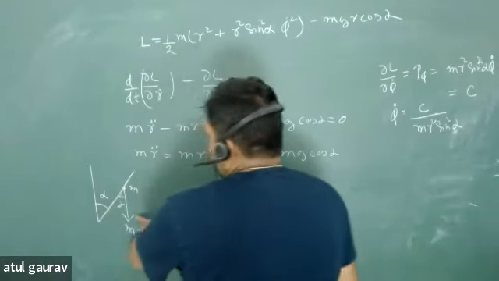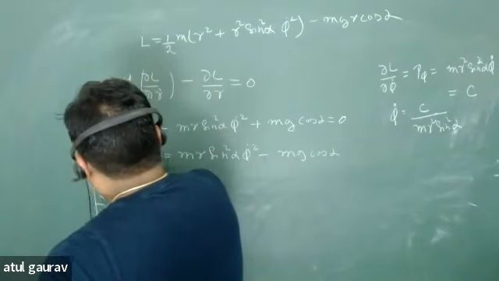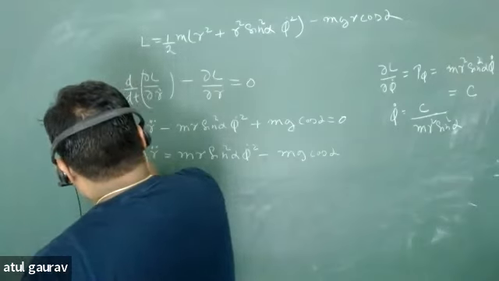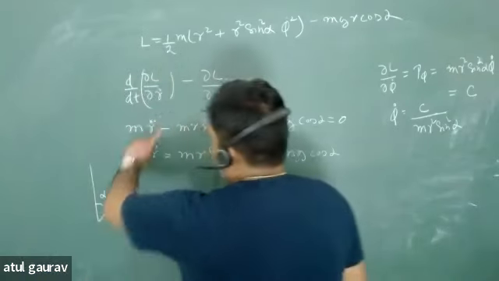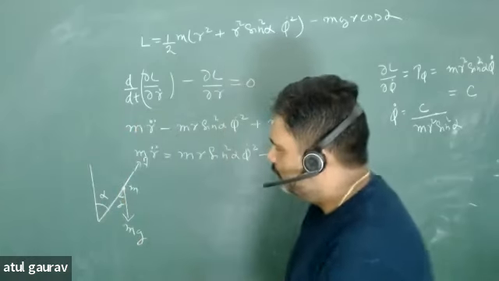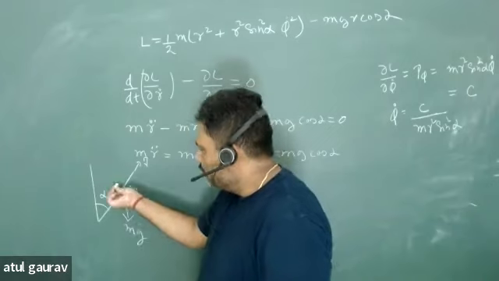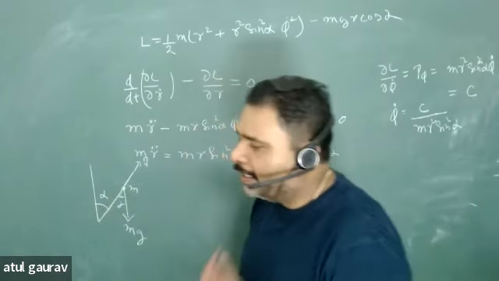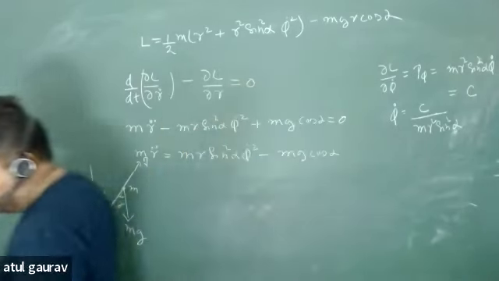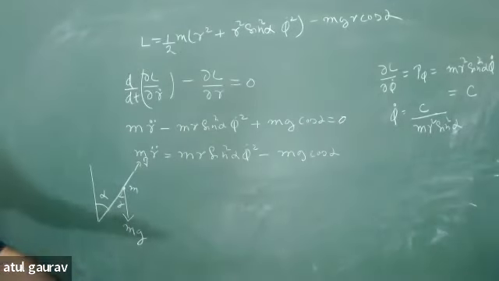Okay, so this is your direction of R cap, this is your direction of R, this is your radial direction R in a spherical polar coordinate. Now you will take the component of mg along R, so what will you get? Component of mg along R क्या मिलेगा?